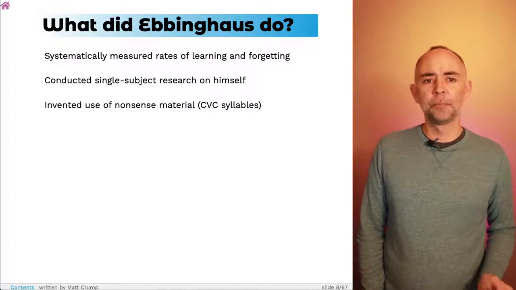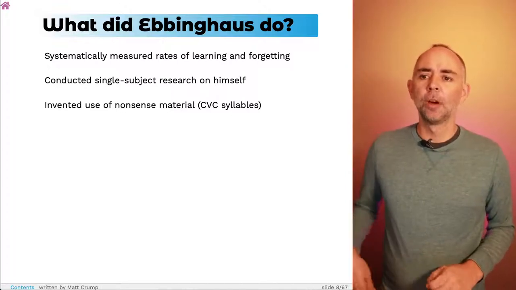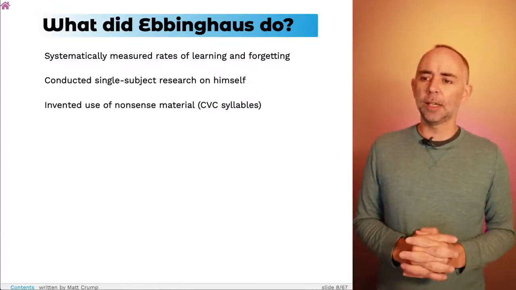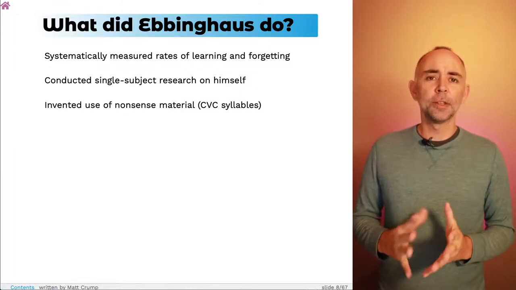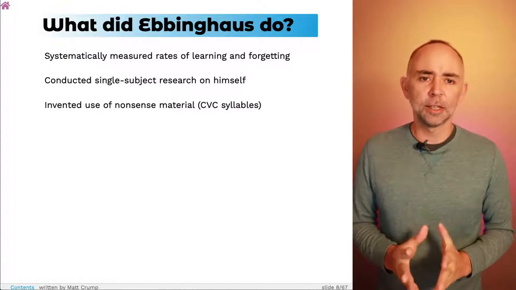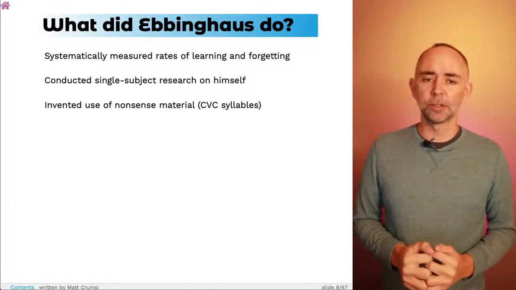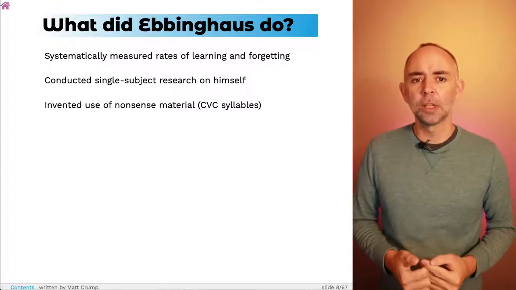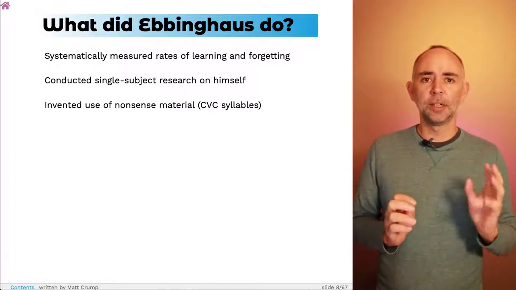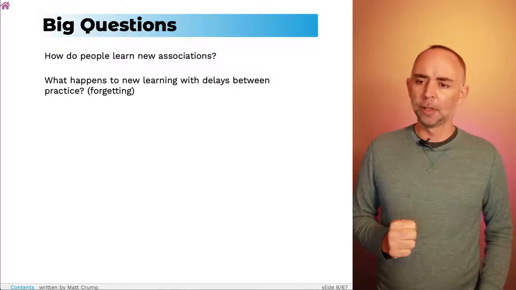What did he do? Well, he was one of the first people to systematically measure the rates of learning something and the rates of forgetting something. One thing that was unique about the way he did the research was that he conducted it on himself. So he was the subject in his own research. He also invented the use of nonsense material, sometimes called CVC syllables, for consonant, vowel, consonant.